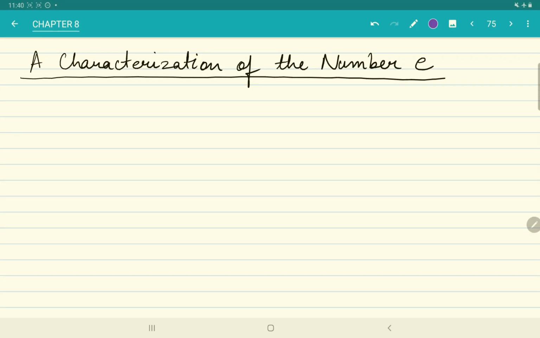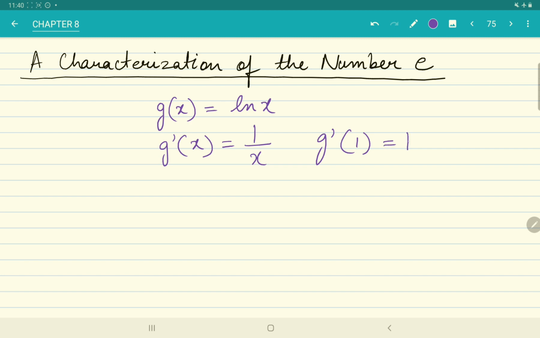I now move to a characterization of the number e, and in this case we are going to start with g of x equal to ln x. We are going to start with the natural logarithmic function, and we know that this is differentiable, and g prime x is equal to 1 by x. From this I can write g prime 1 is equal to 1.